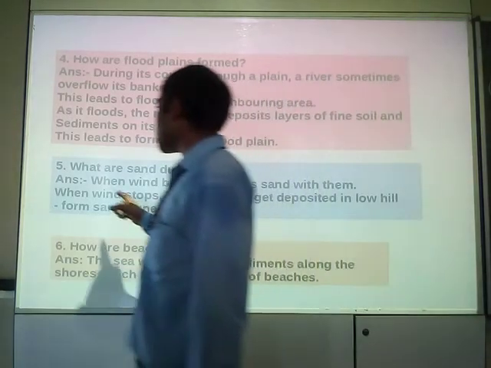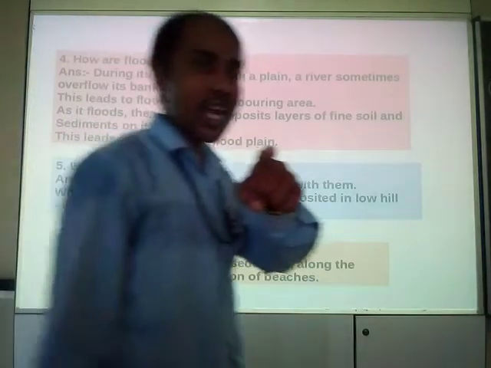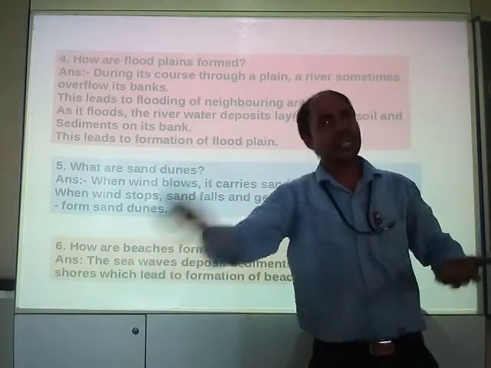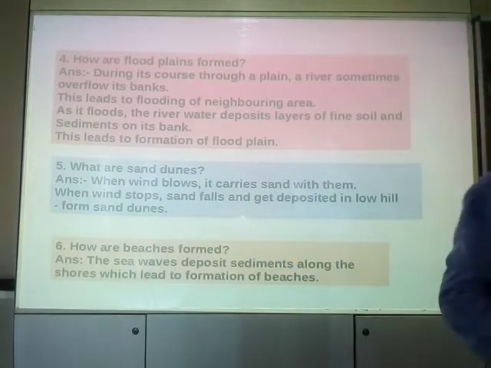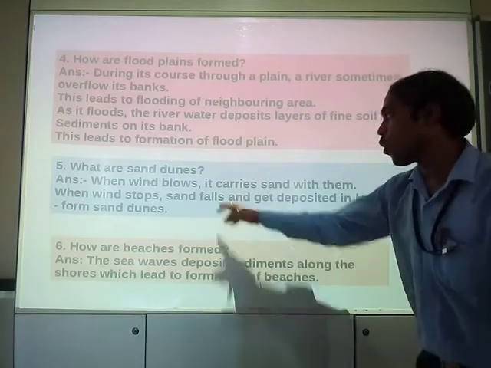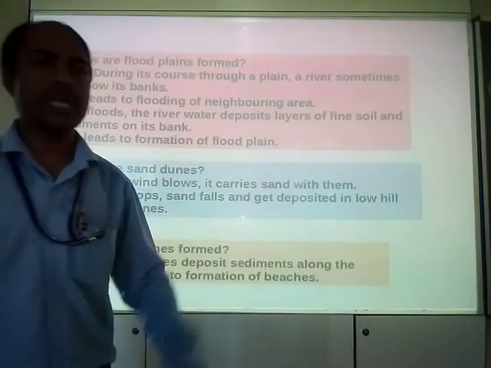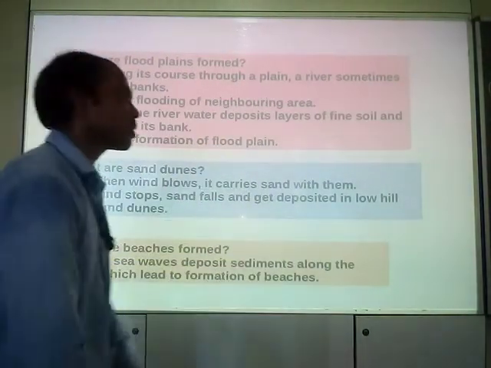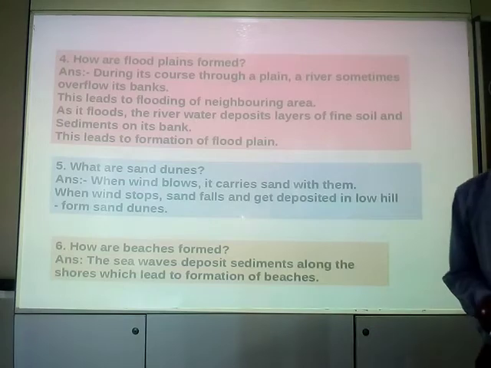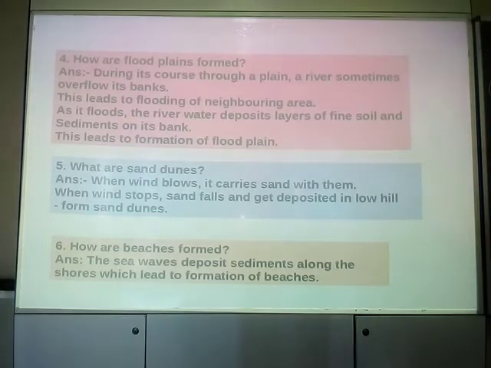Now another question is, what are sand dunes? I have already discussed. When the wind blows, it carries with it sand. And when the wind stops, it makes the sand fall down and get deposited in the low hills, or in the hill area. Small hills, low hills. So this deposition of sand over these low hills is known as sand dunes.